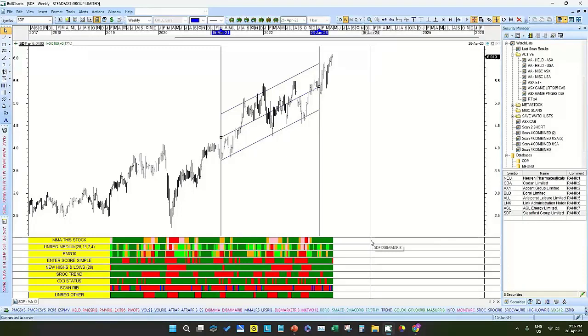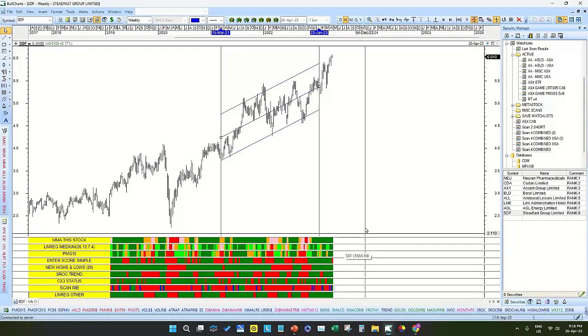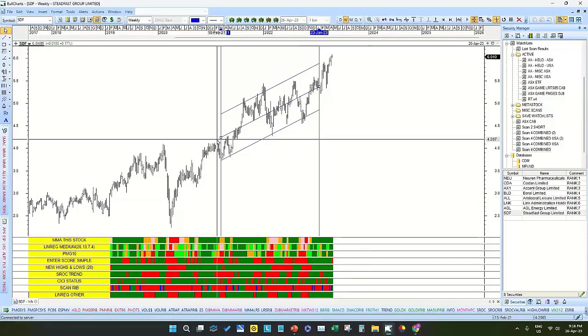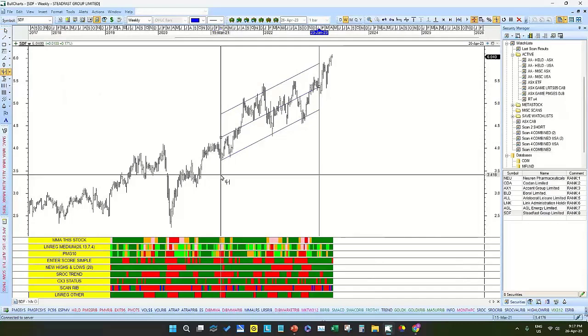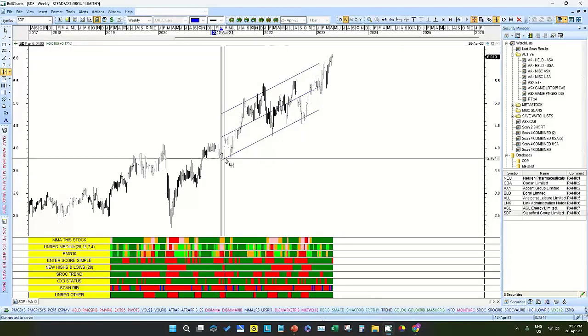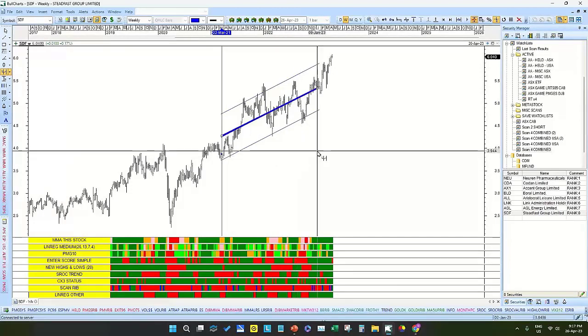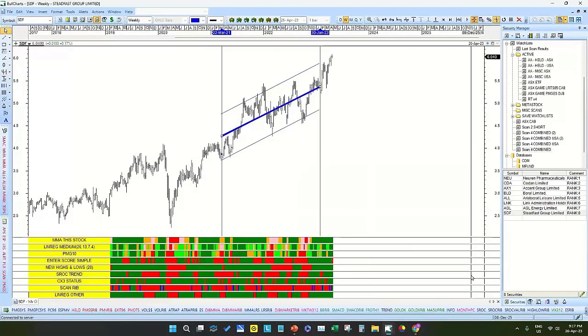Let's just check, but I suspect that one there is just a simple linear regression. Let's check if that's true. Yeah, so that is a channel based around a central linear regression line. I haven't looked at that in greater detail, to be honest.